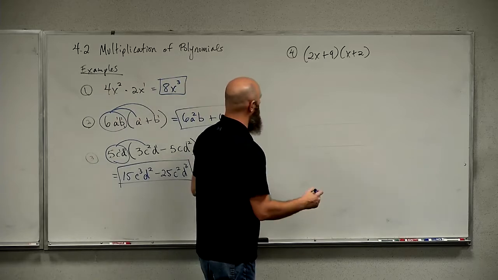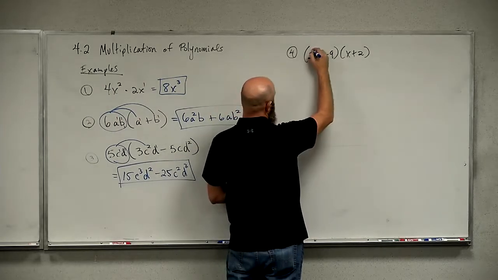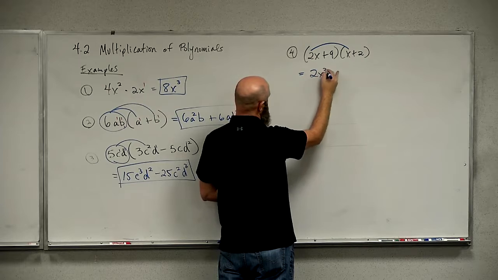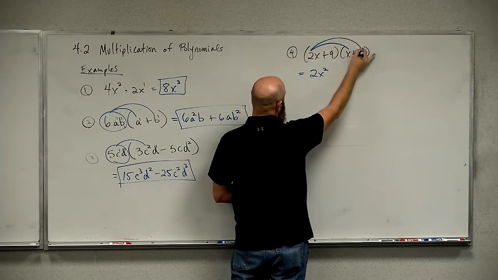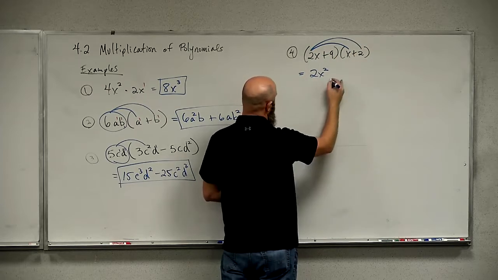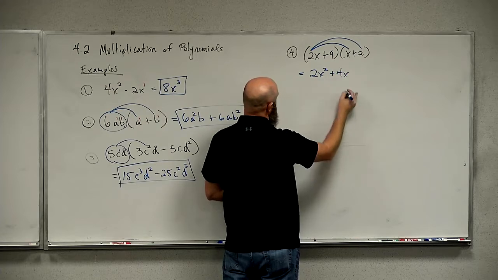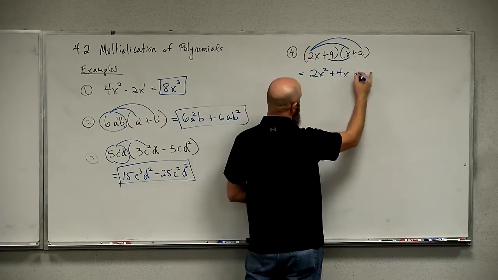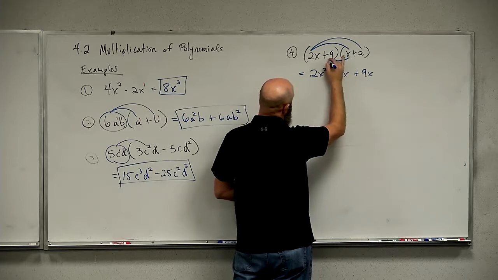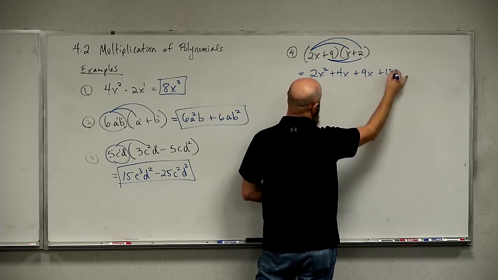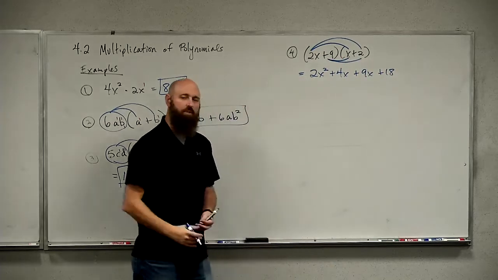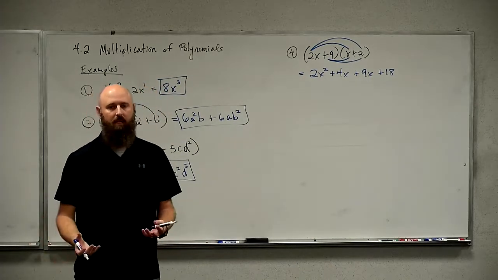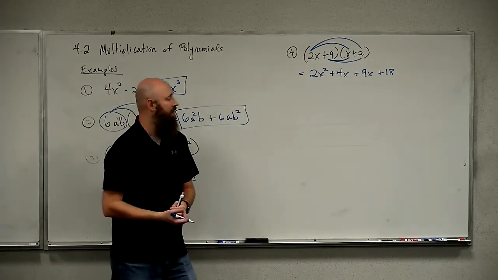All right, so to use FOIL, we're going to distribute here. We're going to take 2x times x. Well, that's 2x squared. 2x times 2 is 4x. Now we go to the 9. 9 times x is 9x. 9 times 2 is 18. So essentially, I'm distributing everything in the first one to everything in the second one.